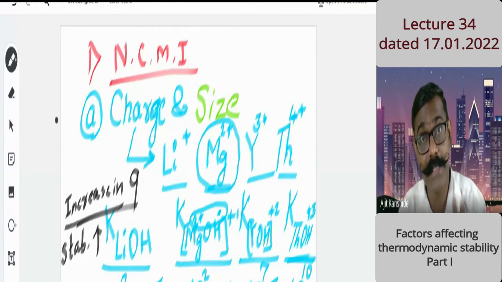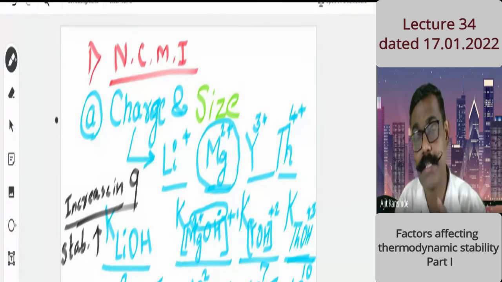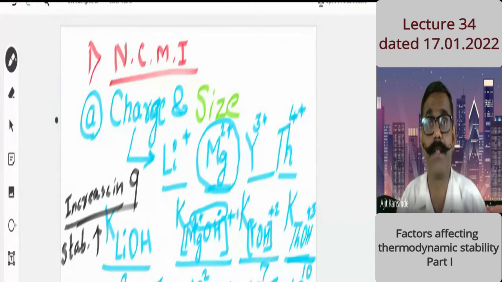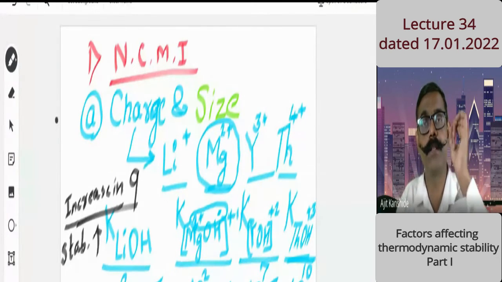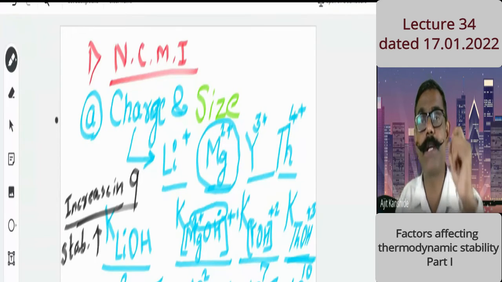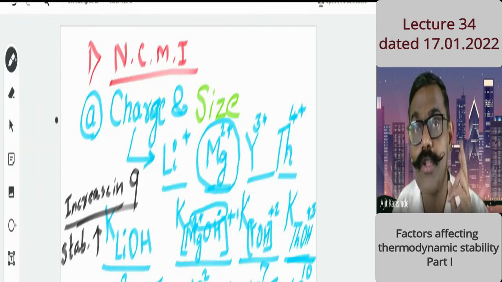I am discussing the nature of the central metal ion. Out of the 2 points in the central metal ion, charge and size, that's the first point, that's the charge, and size. I discuss here only charge. For that I consider +1, +2, +3, +4 different metal ions. Further I consider Li plus, Mg +2, Y +3 and Th +4 respective hydroxide complexes and stability constant values.